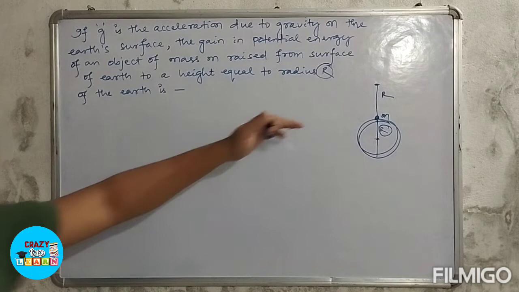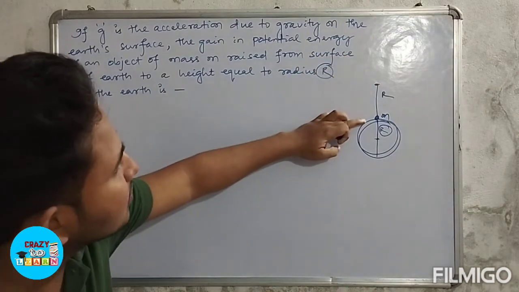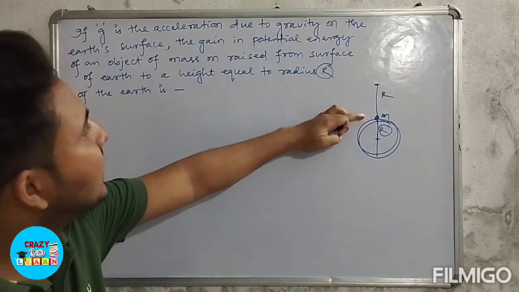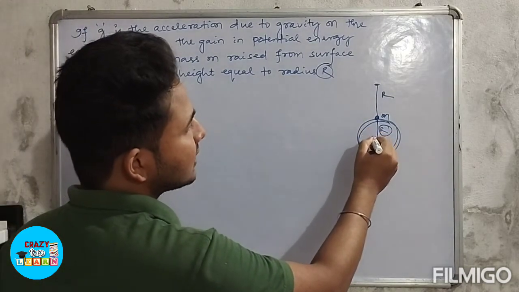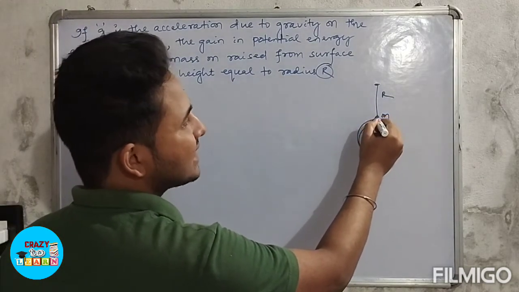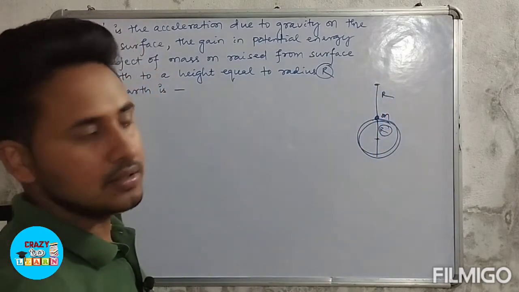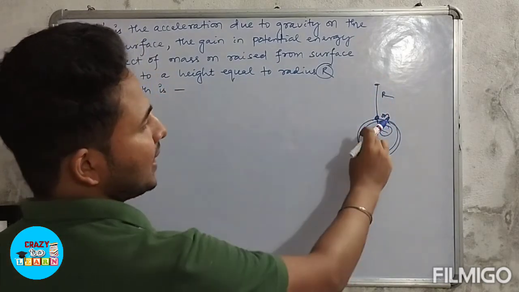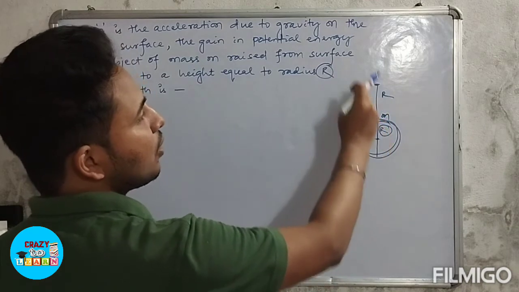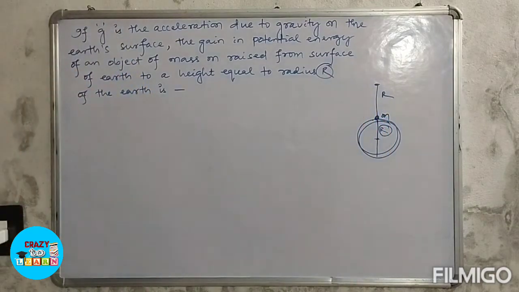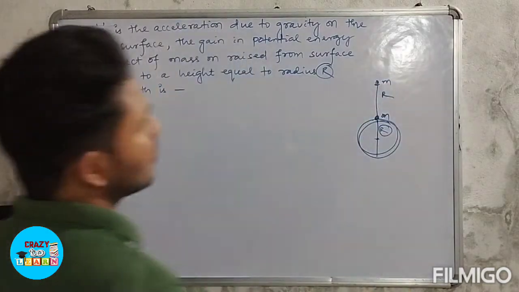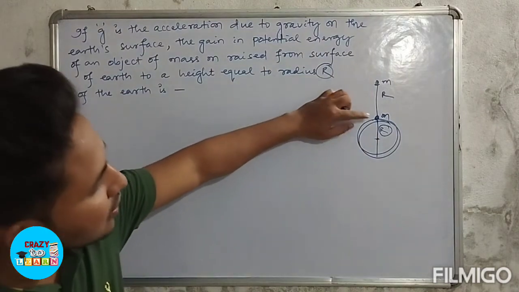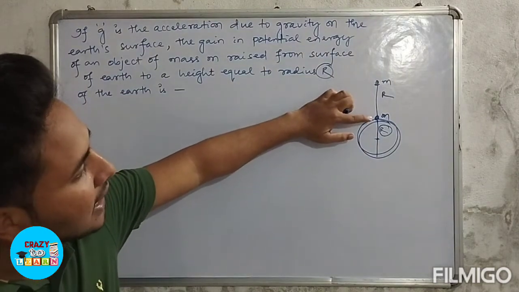Okay, the object is now raised from the surface of the earth to a height equal to the radius r. So it was earlier at distance r from the center, and now we have increased it by another r. So now the object is here. Earlier the mass was on the surface of the earth, and now r has increased.